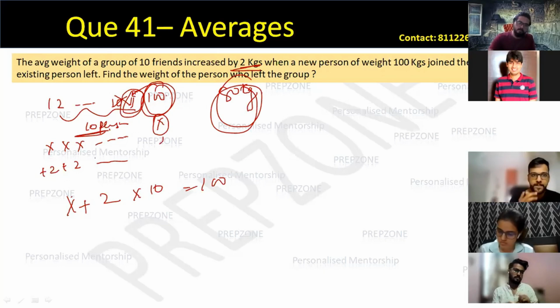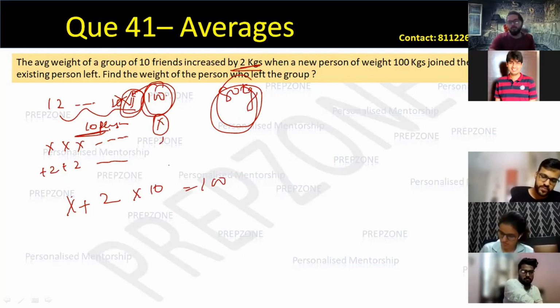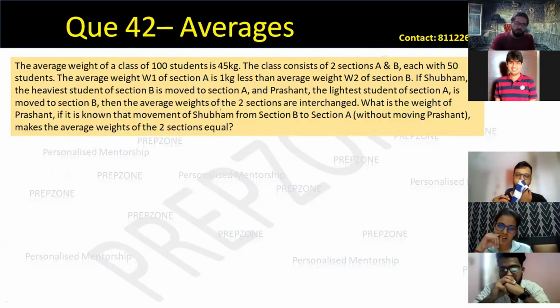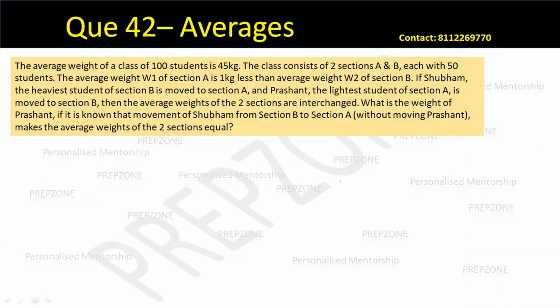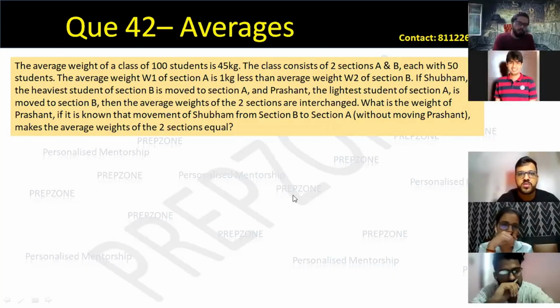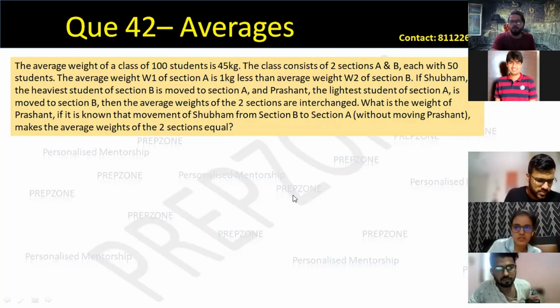Okay, or you can also directly visualize the average has to be 100 minus whatever extra is given, 2 into 10, 100 minus 20. Next question. The fact that someone left is not to be accounted because someone has replaced him. So it does not matter what his weight was. Good question. Okay, do it nicely.